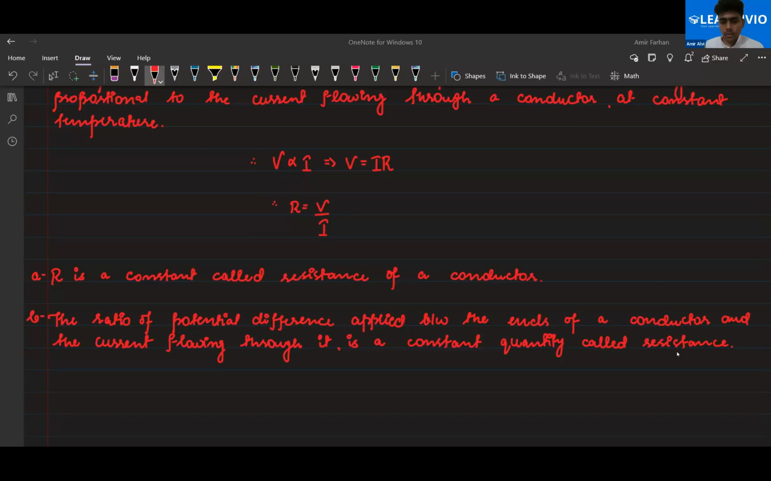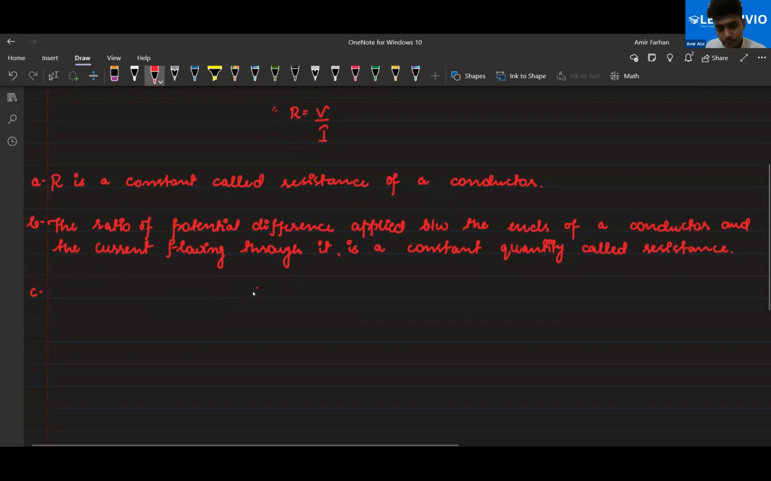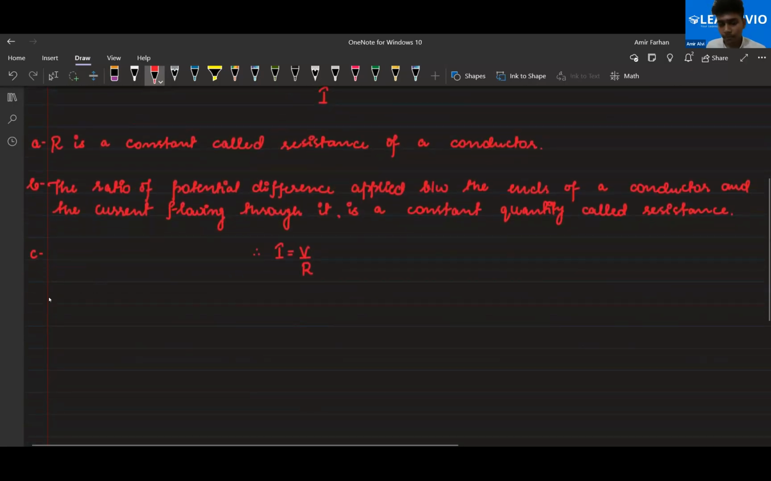Okay, one more thing. Now point C comes into the scenario, that is the effect of current due to the resistance of a circuit, the resistance of a conductor. So now let's understand. See this, everyone. Can I write I is equal to V by R from the equation V is equal to IR? Yes. So can I write I as V by R? Yes or no, everyone?